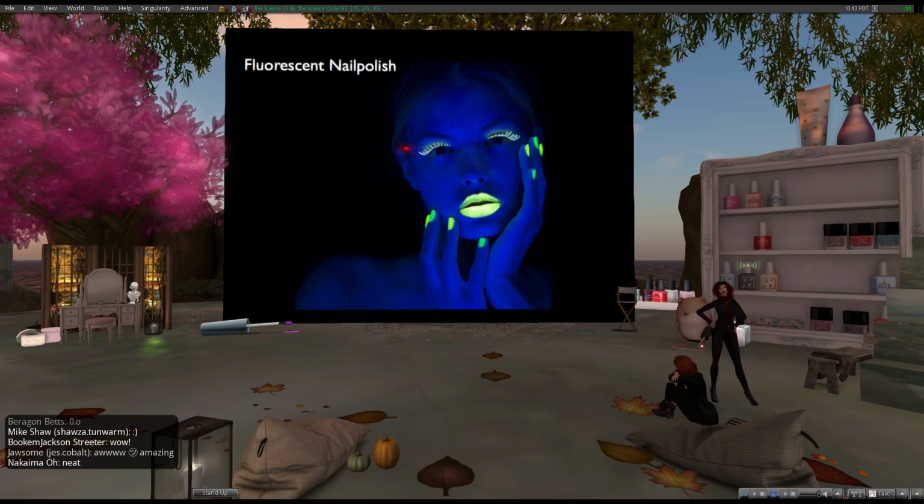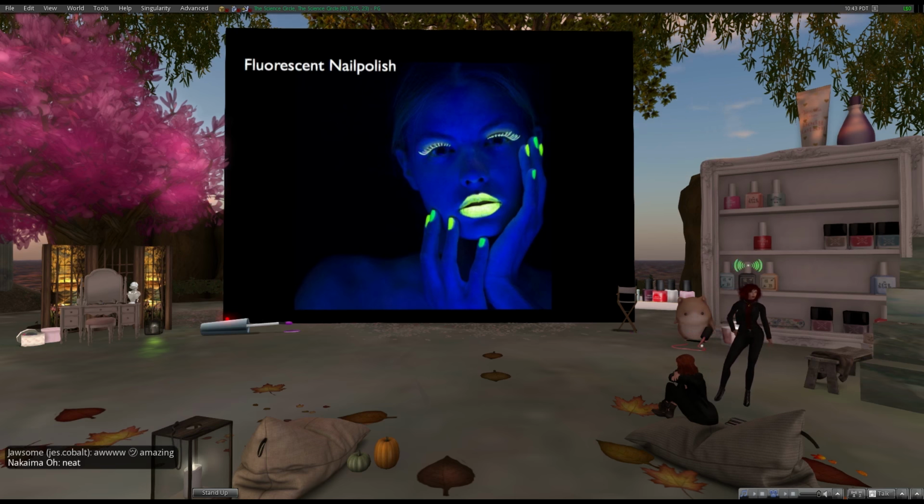So glow in the dark, these have molecules in them that absorb the ultraviolet and emit visible. So in the presence of ultraviolet, your nails will glow. It's called fluorescent molecules. And it also comes in lipsticks and other cosmetics.